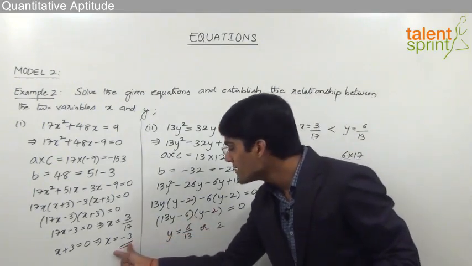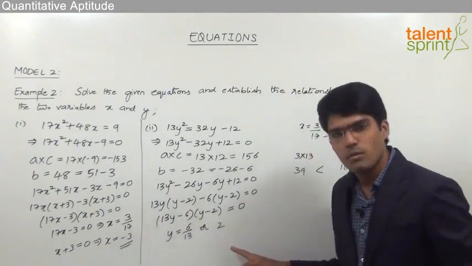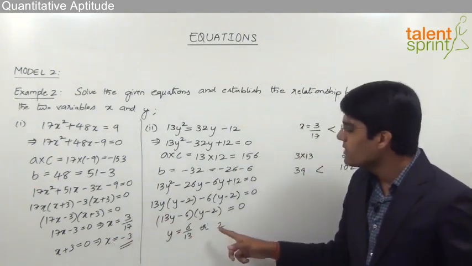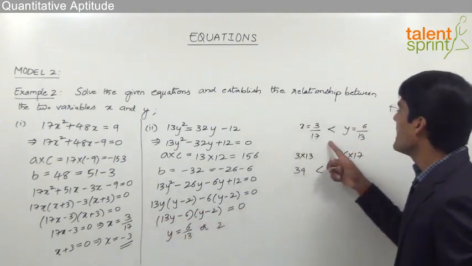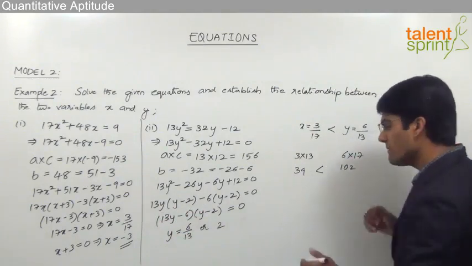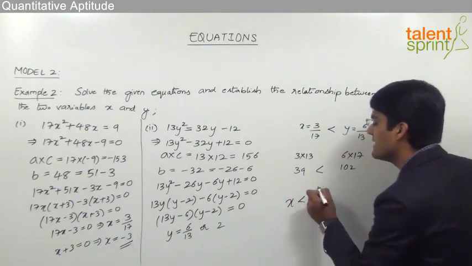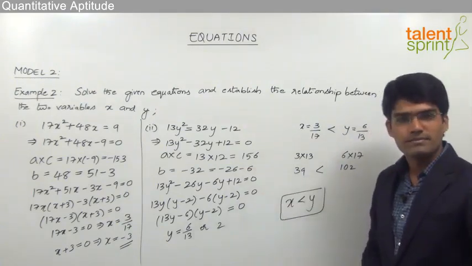When we take x as minus 3, then it is less than both the values of y. So x less than y and x less than y. Similarly, for 3 by 17 and 2, we find that x is less than y. And in the fourth comparison as well, we find that x is less than y. Since in all the cases we find x is less than y, we can say that the answer here is x less than y. So this is the answer for the given question.